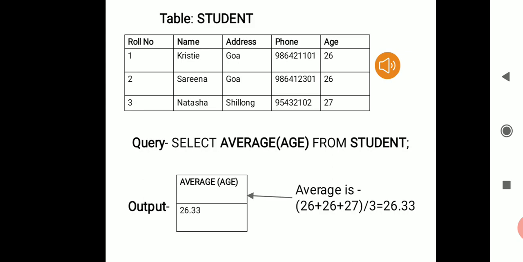Now since there are only 3 entries in the age column, so the average will be 26 plus 26 plus 27 divided by 3, and that is equal to 26.33. So the result of this query select average of age from student is 26.33, and that is shown in the output table below.